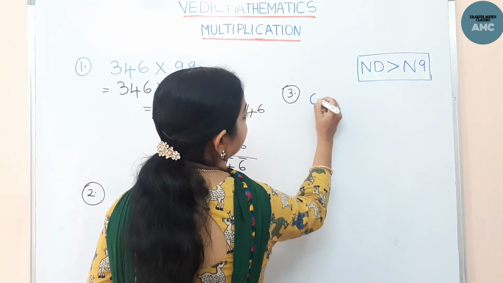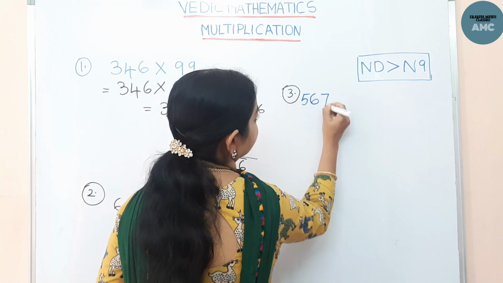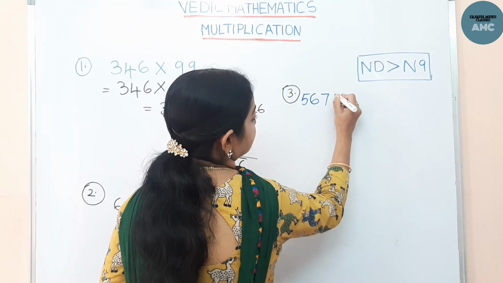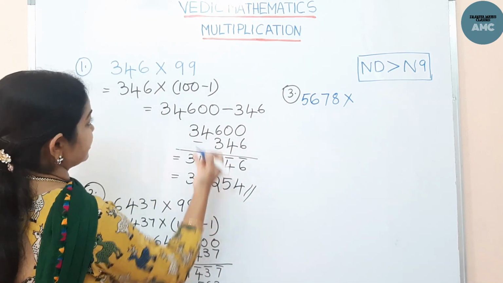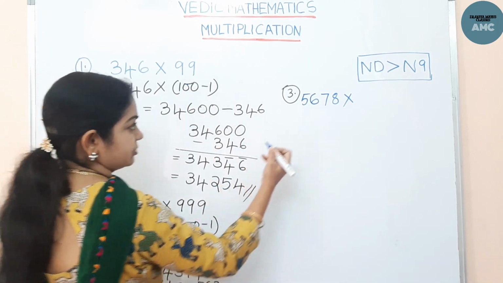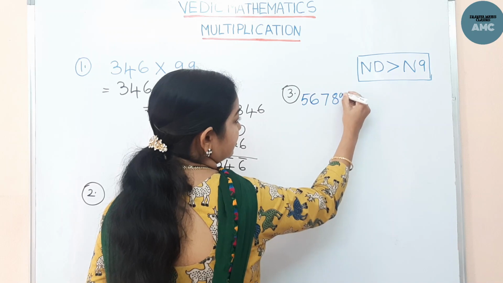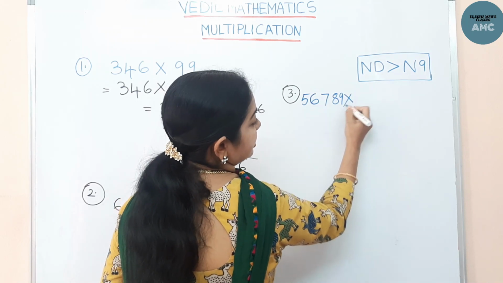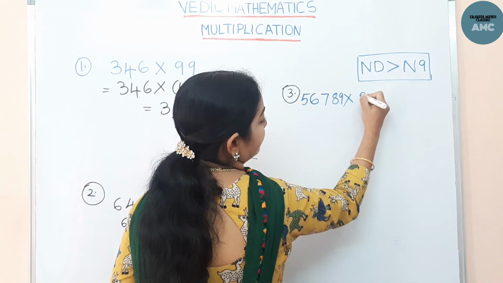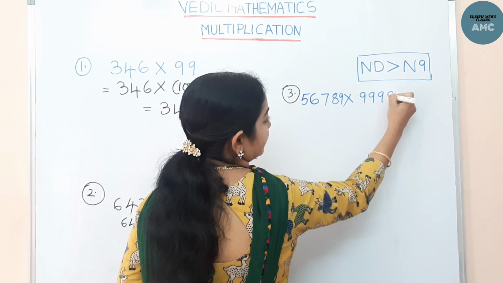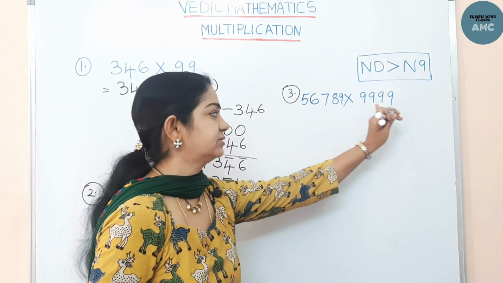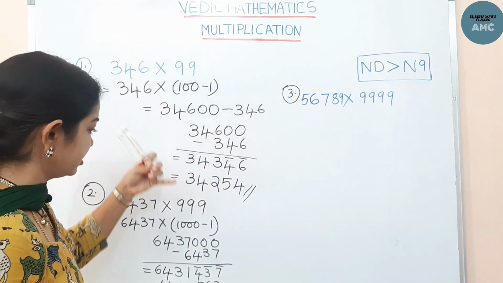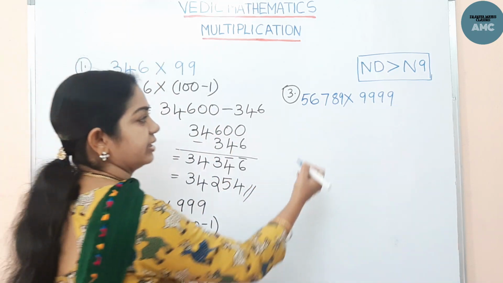Now, if I take 5, 6, 7, 8, multiplied by the number of 9s, it should be less, isn't it? So, 999 I've taken triple. So, let me take here again 9 also, right? So, a 5-digit number multiplied by a 4-digit number, right? So this is 5, this is 4. Since we have taken 2-digit and 3-digit, we are taking 4-digit.